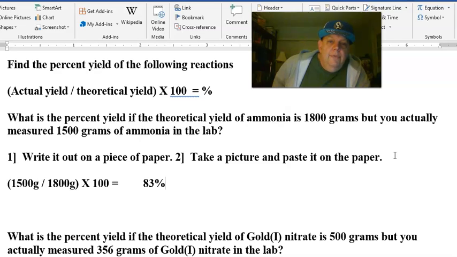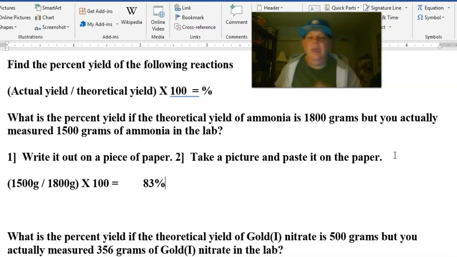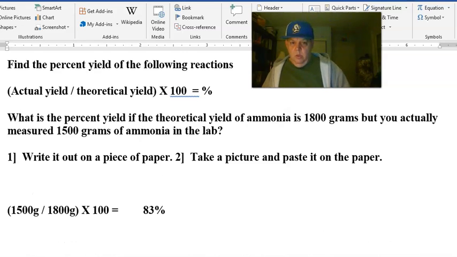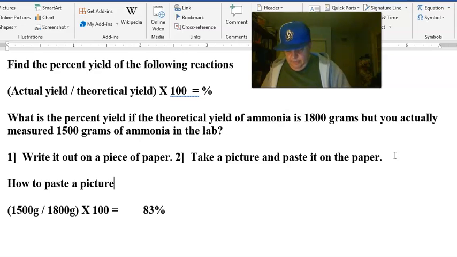So you're going to write it on a piece of paper, take a picture and put it in the document, and that way you can still upload it to me. You'd say, but how do I do that? How to paste a picture.